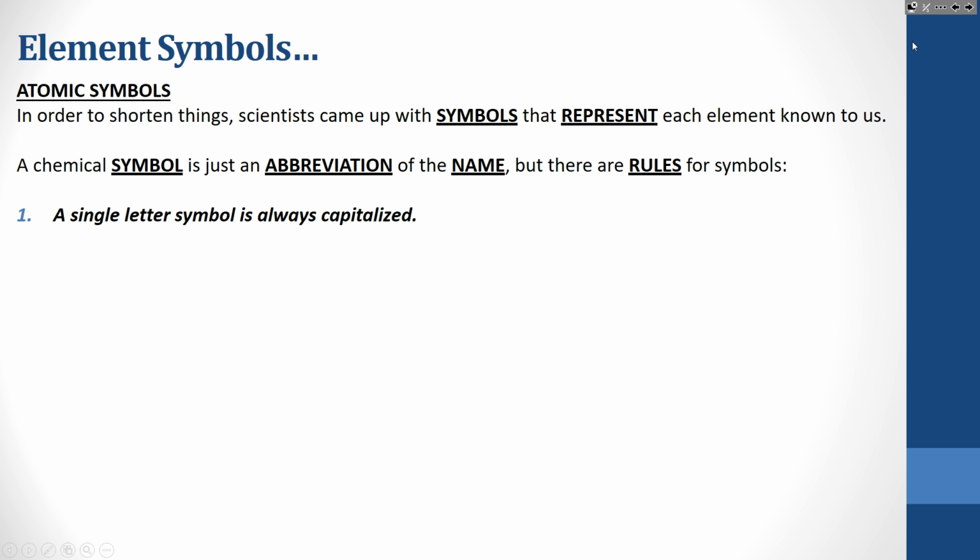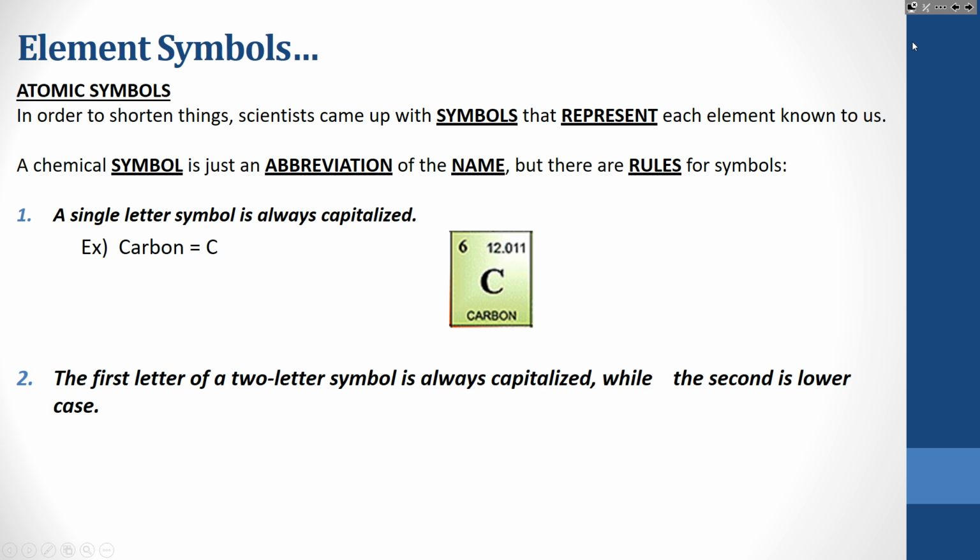The first thing that you will notice if you look at every element on the periodic table is that the first letter is always capital. And if you have a symbol that just has one letter, so like oxygen, it's a capital O, nitrogen is a capital N, hydrogen is a capital H. So if you have a single letter symbol, it's always a capital letter. So like carbon, carbon is a capital C.